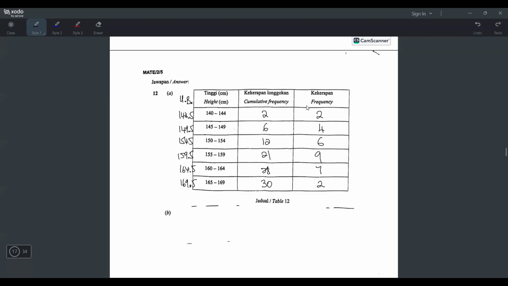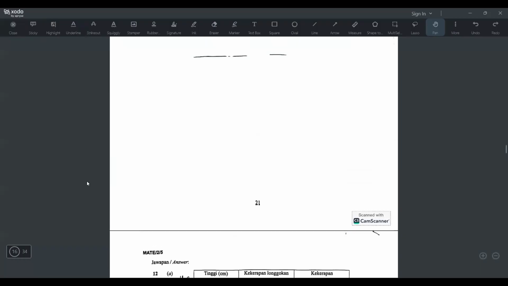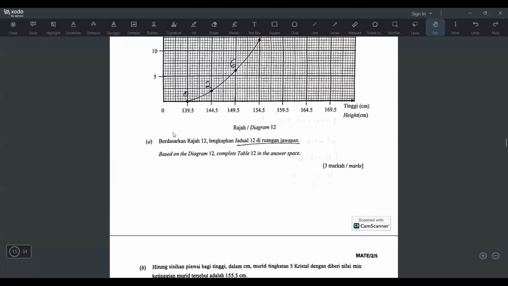So remember that frequency, cumulative frequency, how do you calculate cumulative? You take the frequency plus all the frequency before the class. So for example, the 21 actually comes from 9 plus all the frequency of the previous class. That's why when you find back the frequency, you have to minus, right? Okay, hope you understand.